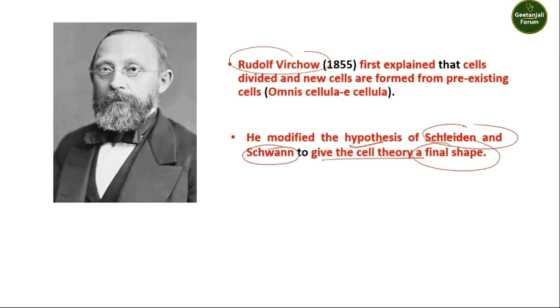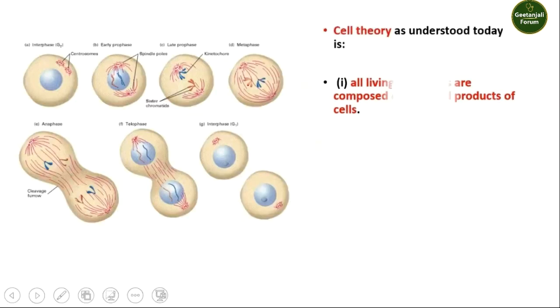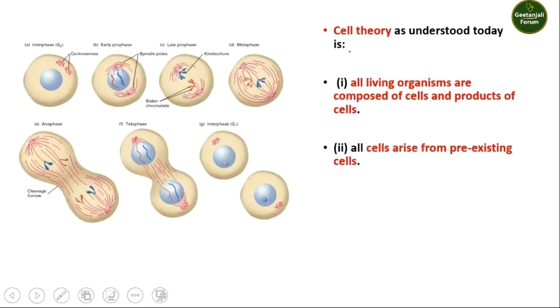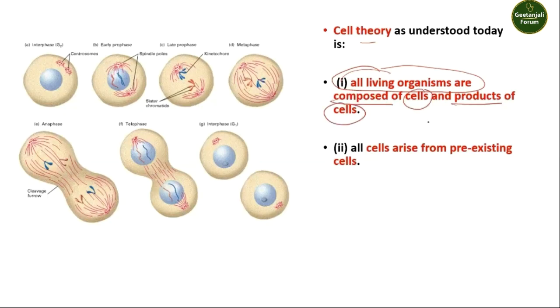Because in the cell theory given by Schleiden and Schwann, they only told that all the organisms are made up of cells, but Rudolf Virchow explains that the cell is formed from a pre-existing cell. Now, what is this cell theory exactly? The cell theory explains that all the living organisms present on the earth are composed of cells and the product of cells, and all the cells arise from pre-existing cells.